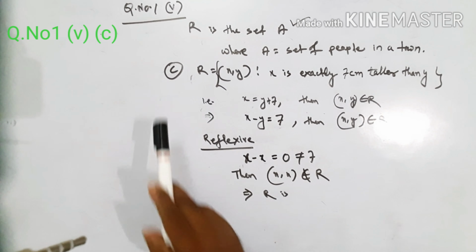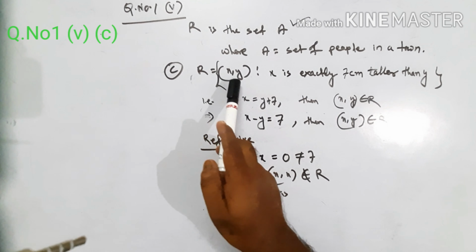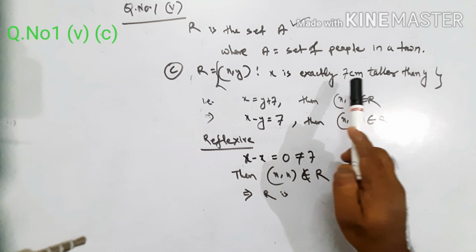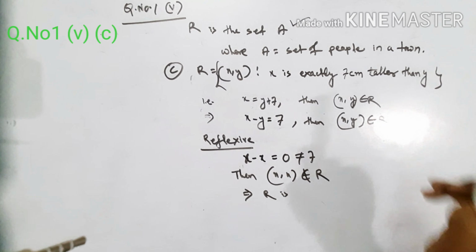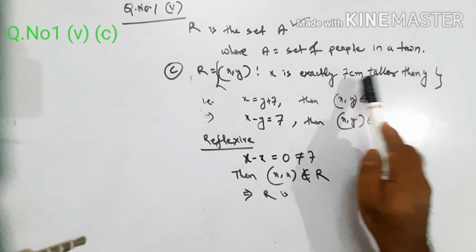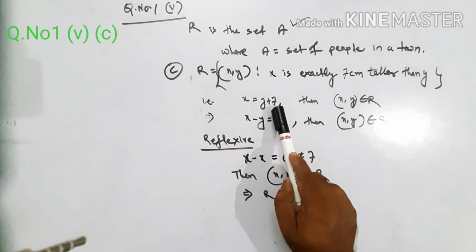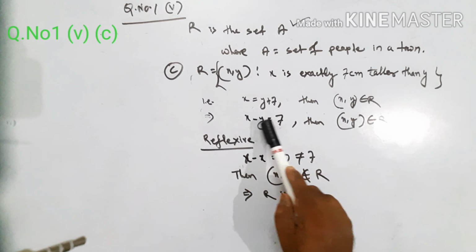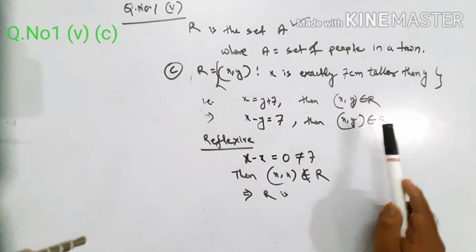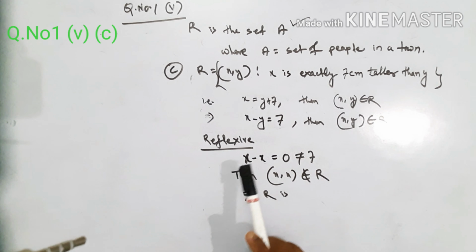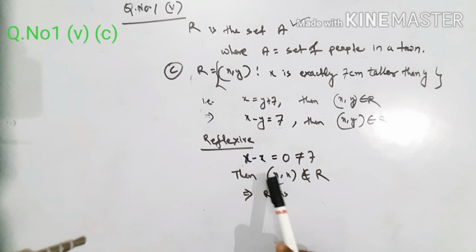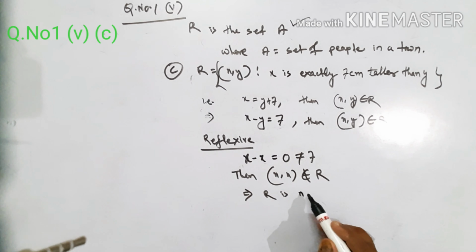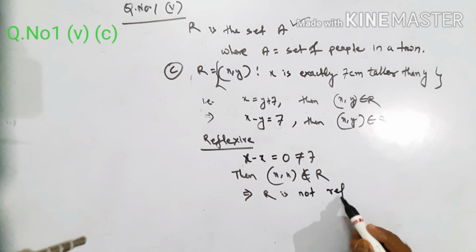Now you see in section C, the ordered pair (x, y) is present in R if x is exactly 7 cm taller than y. That means x equals y plus 7. Then (x, y) belongs to R. Or you can take this to this side, then x minus y equals 7, then (x, y) belongs to R. Now we have to show reflexive. We know that x minus x is 0, which is not 7. So (x, x) is not an element of the relation R. So R is not reflexive.